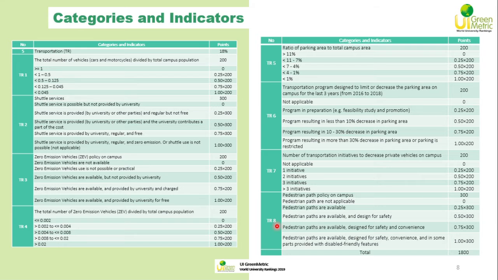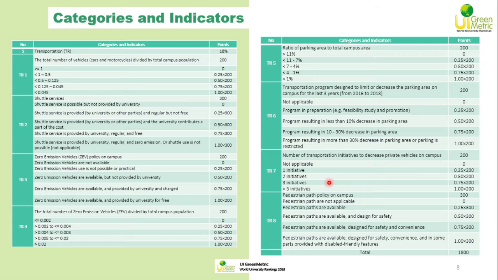0.045 or less. That is 45 vehicles or less for every 1,000 of the population. This is criterion 1 for transportation. 45 vehicles or less for every 1,000 of the population on your campus. For the reduction of private vehicles, the requirement is that your campus needs to have 3 or more reduction programs. This is criterion 7 for transportation, 3 initiatives or more of reduction of private vehicles.